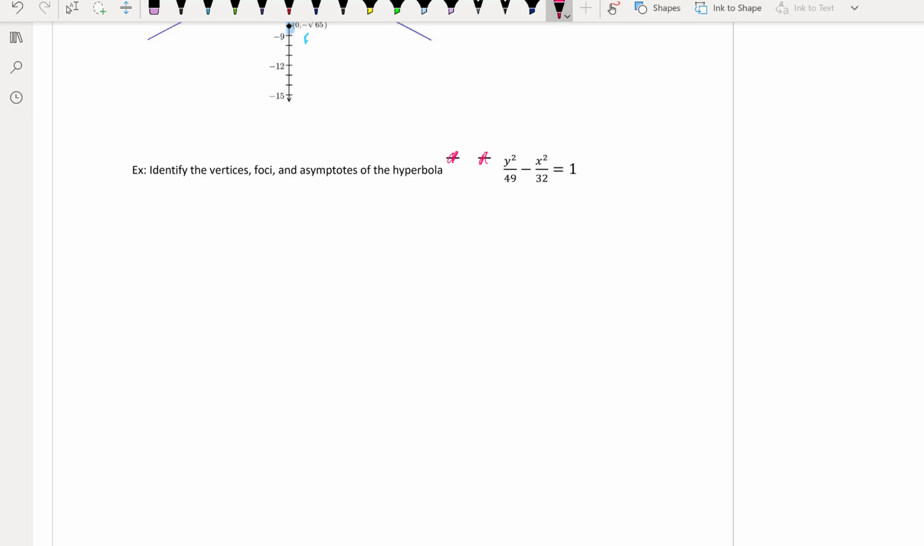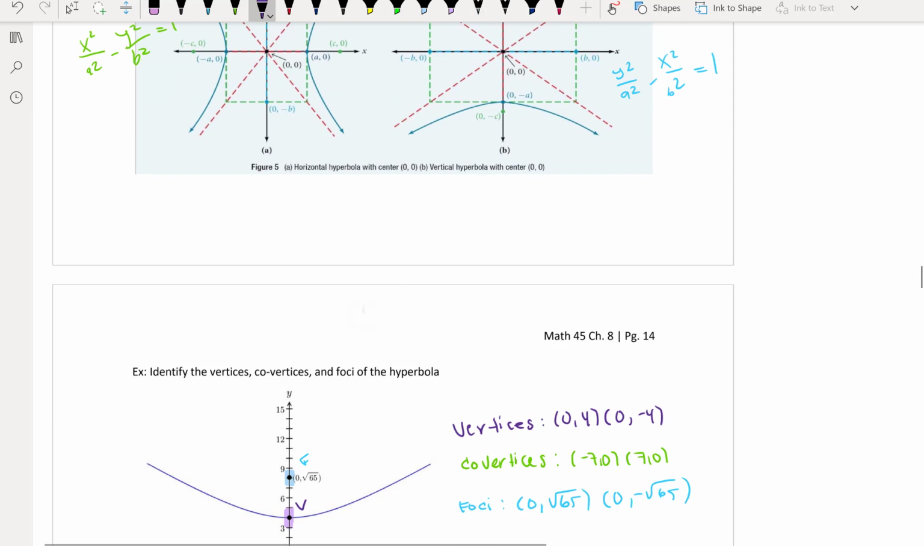So notice how the y squared came first. So since the y squared came first, I at least know that my general shape goes along the y-axis, which is the up and down. So I know I'm going to be looking at that formula when I try to figure out these vertices, foci, and asymptotes of the hyperbola. And if you're like, what is she talking about?